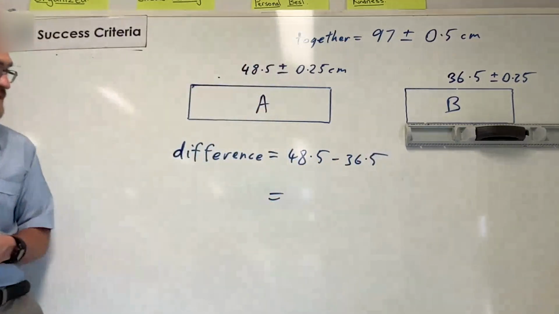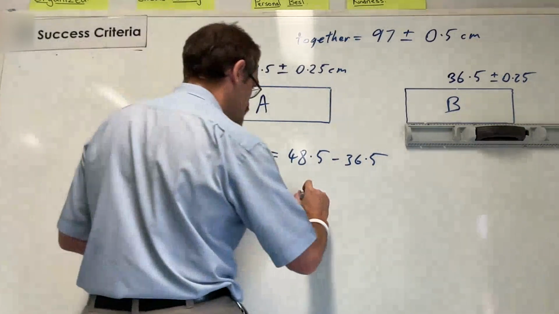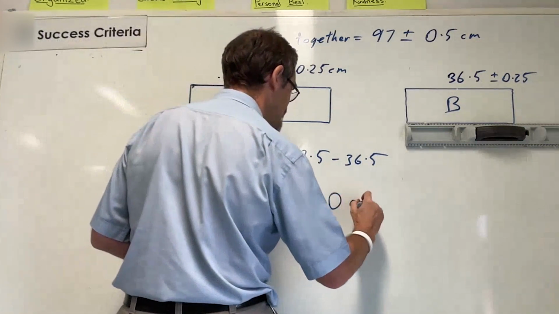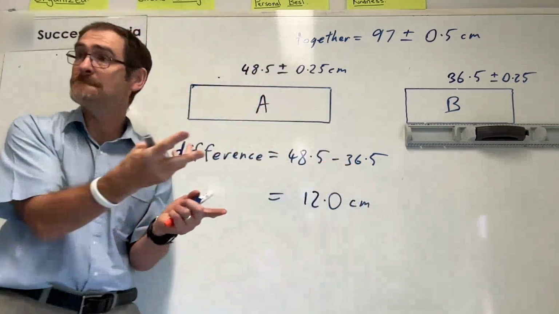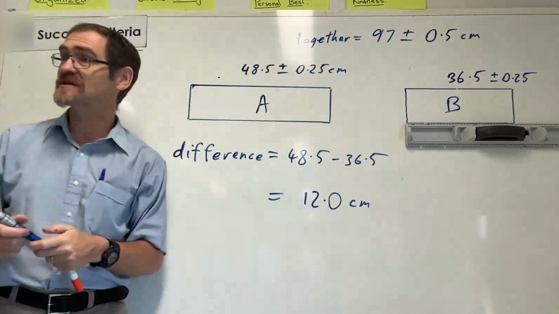Okay, so what's that going to be? Is that going to be 12? Equals 12.0 centimeters. And then we sum, even though this is a subtraction, we sum the absolute uncertainties.